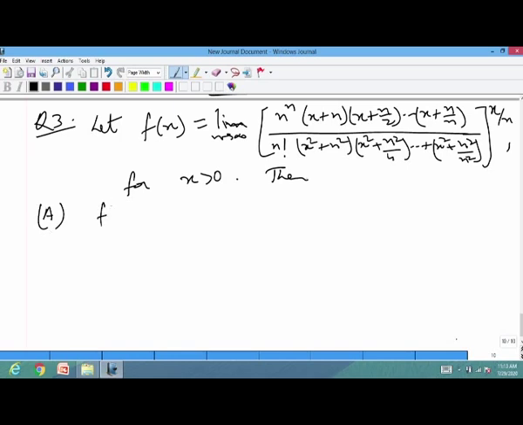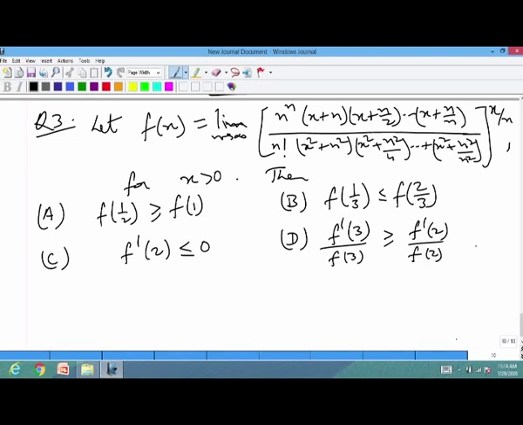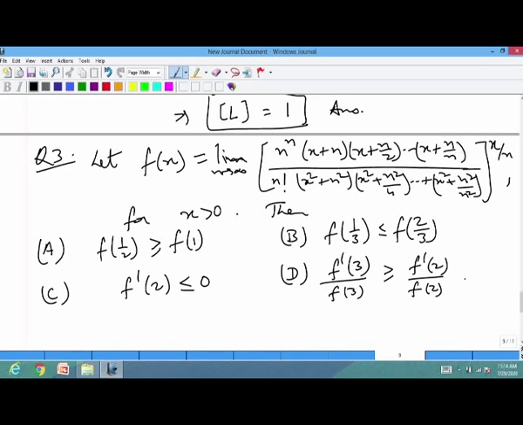Option A is f of half is bigger than or equal to f of 1. Option B is f of 1 by 3 is less than or equal to f of 2 by 3. C is f prime of 2 is less than or equal to 0, and D is f prime of 3 divided by f of 3 is greater than or equal to f prime of 2 divided by f of 2. So, first we have to somehow simplify this limit.